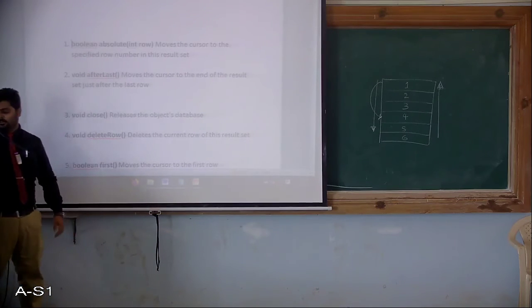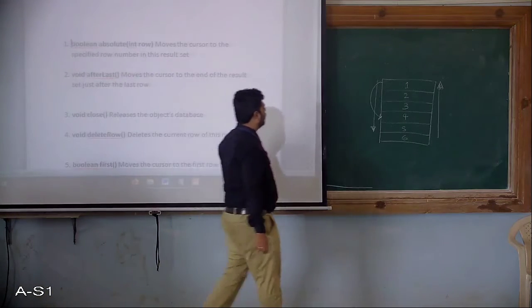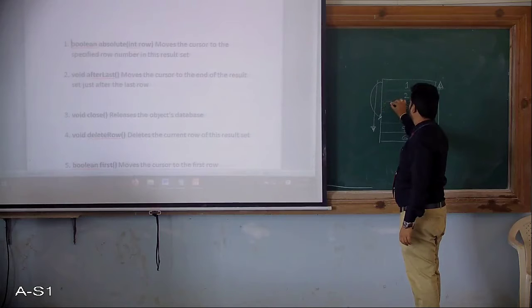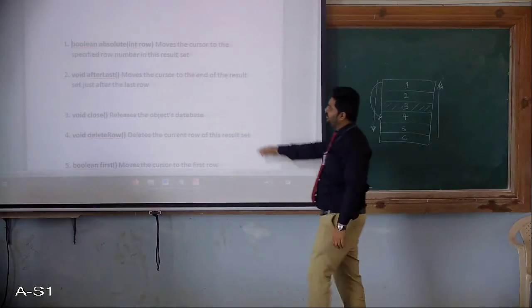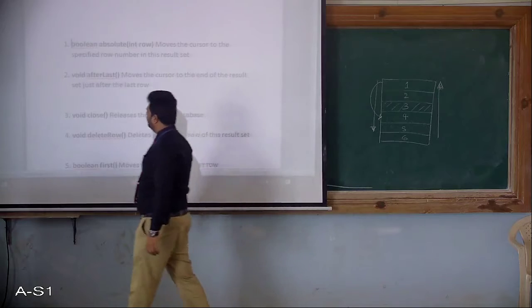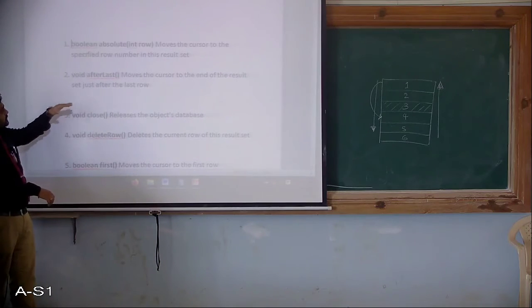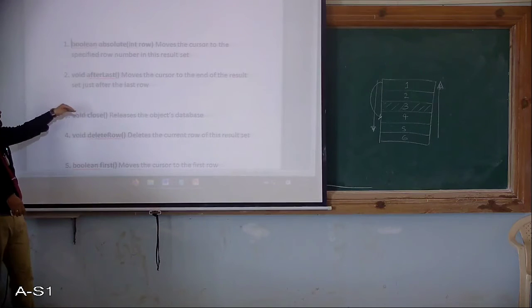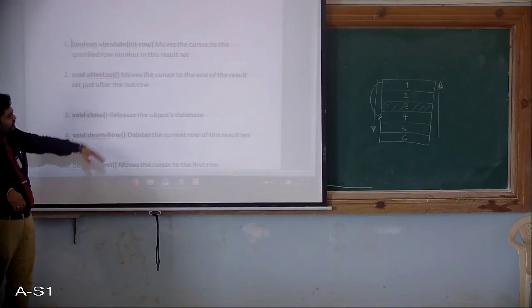Suppose, for example, you have mentioned the int row absolute of 3 or 4. If it is 3, you are going to fetch the result set directly to the third row. Fine. Then void afterLast. What is this afterLast? This moves the cursor to the end of the result set, just after the last row. Okay. Then we have close. It releases the database objects.